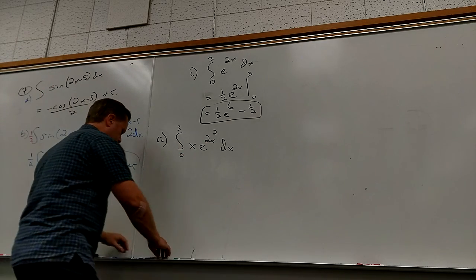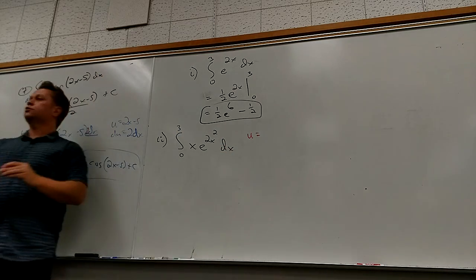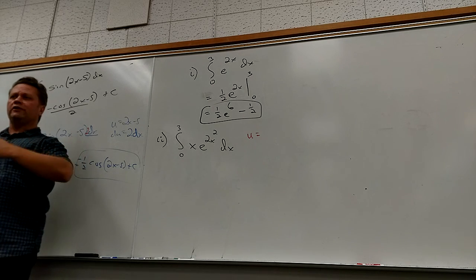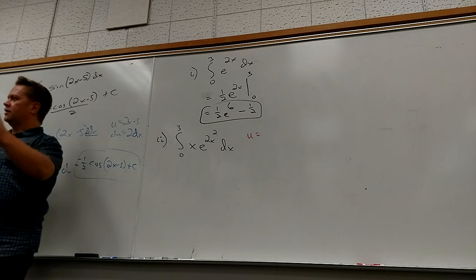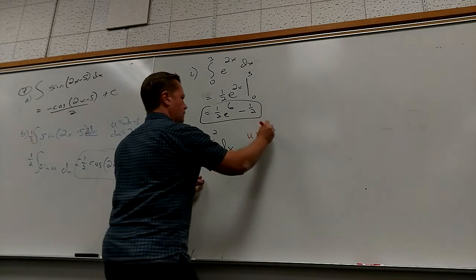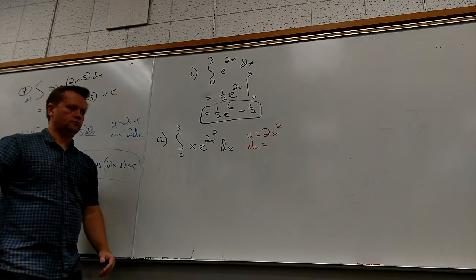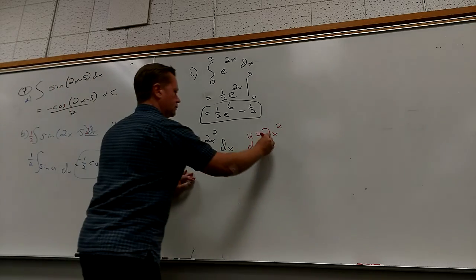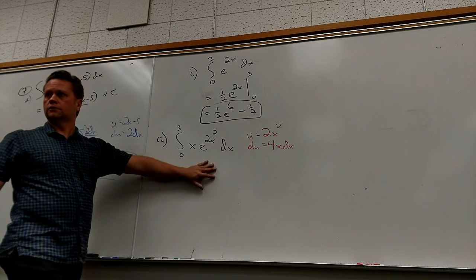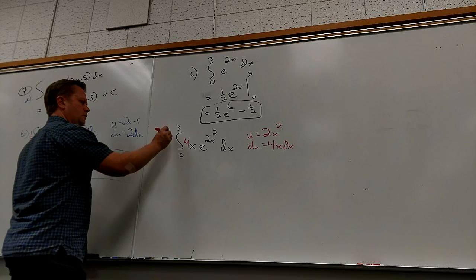So what do you let u equal? 2x squared. I love it. If you let u equal something and the derivative is not in there, you have picked the wrong thing, or it's not going to work that way. So what's du? 4x dx. Do I see 4x dx in there? I want to put a 4 here, so I better put a 1/4 there.